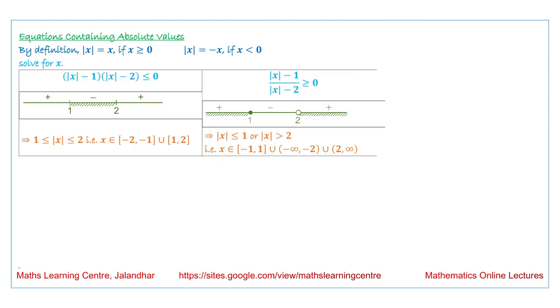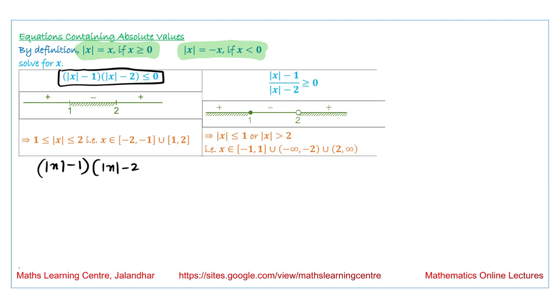Next we are going to talk about the equations containing absolute values. The definition we have is mod of x will be equal to x if x is greater than 0, and mod x is minus x if x is less than 0. Now, in this first case the inequation given to us is in this form: mod of x minus 1 into mod of x minus 2 is less than or equal to 0. We can write mod x is equal to y.